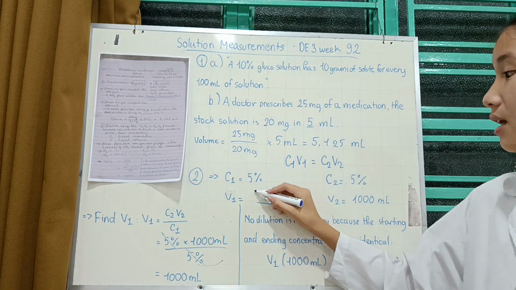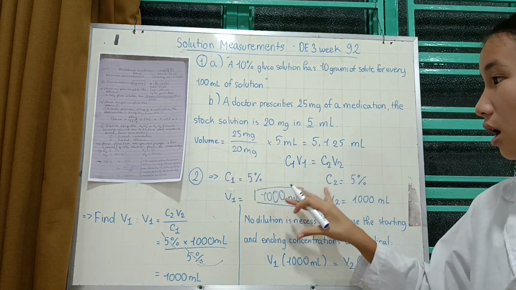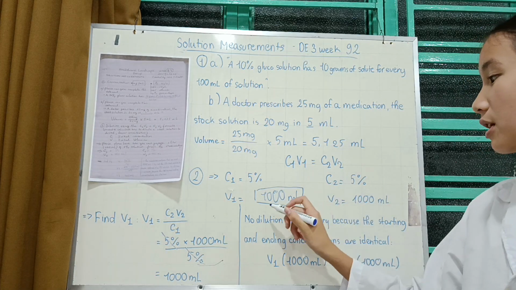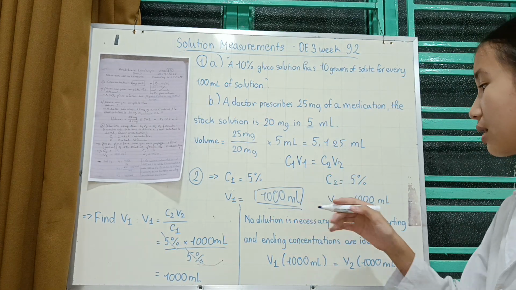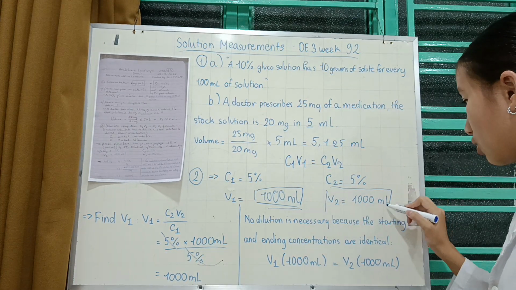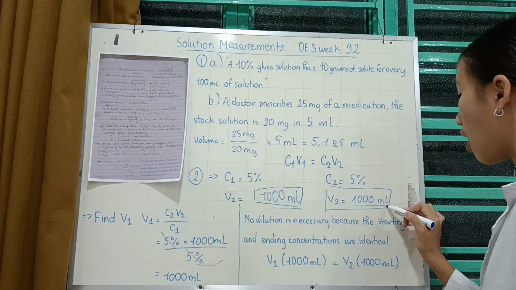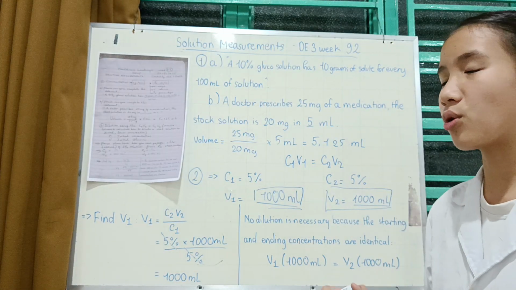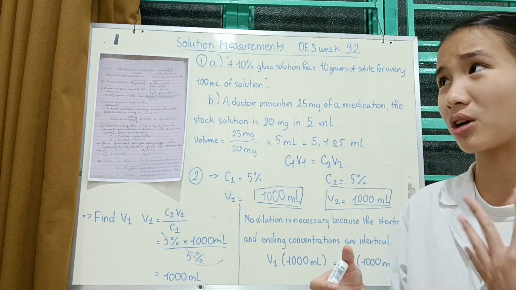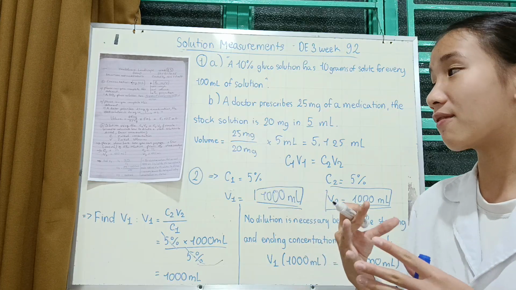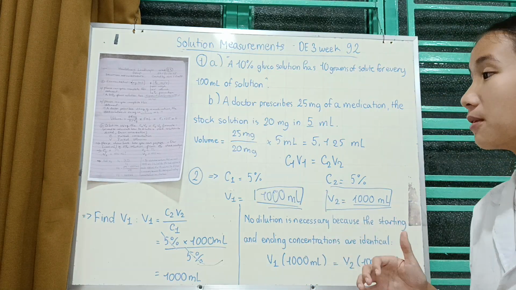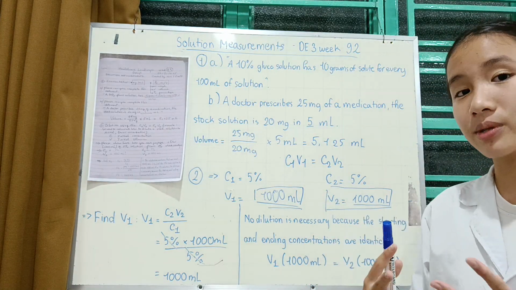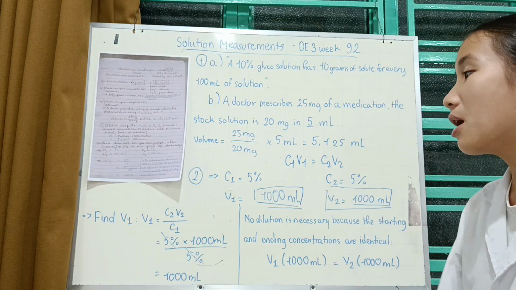If you can see, the starting volume is 1,000 milliliters or 1 liter, and the ending volume is also 1,000 milliliters. So I think this is kind of a trick question, or there's some kind of error in this problem too, or if I'm just doing it wrong, please let me know.